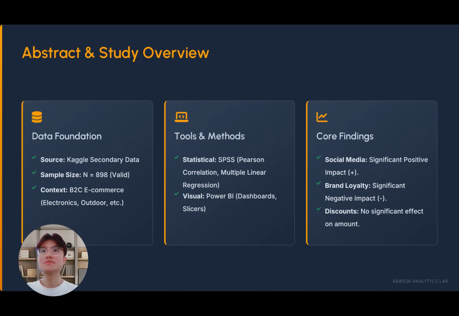Slide 2. Abstract and Overview. To begin, let me provide a high-level overview of this study. The online retail landscape is competitive, and understanding the drivers of spending is crucial. My research utilized a secondary dataset from HAO containing 898 valid consumer samples. I employed SPSS for statistical analysis, specifically Pearson correlations and multiple linear regressions, alongside Power BI for visualization.